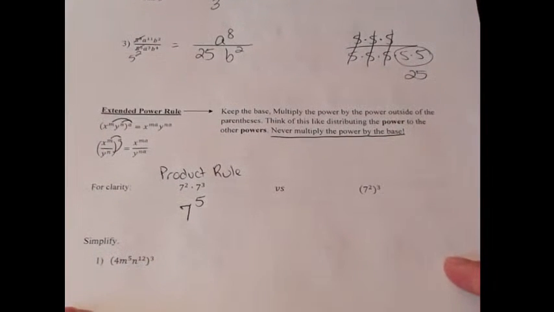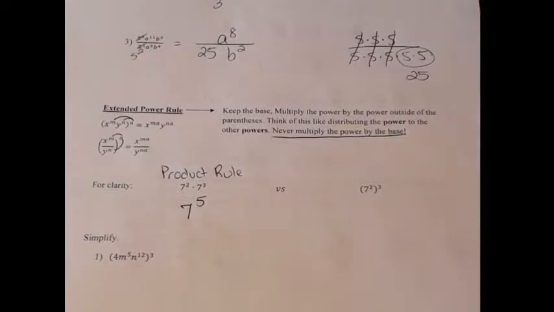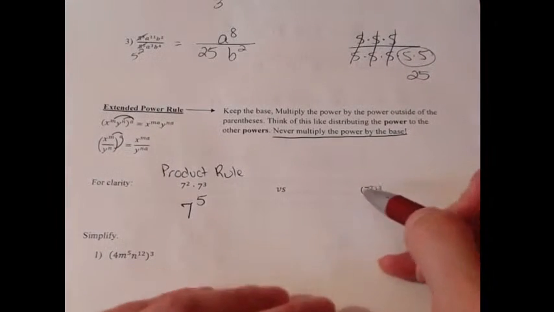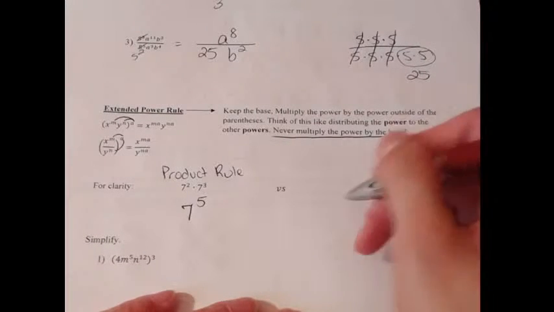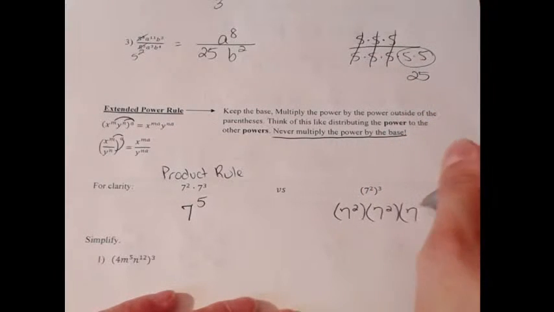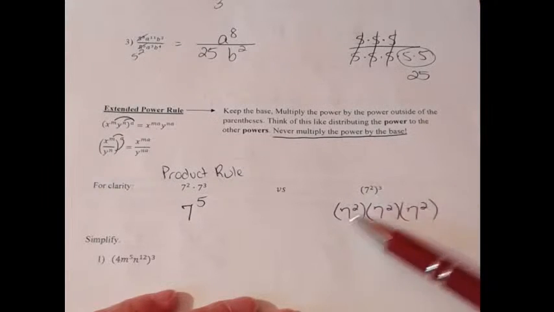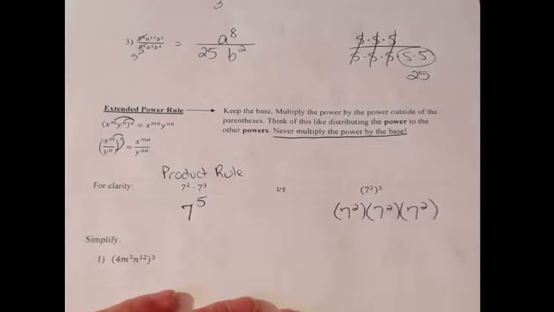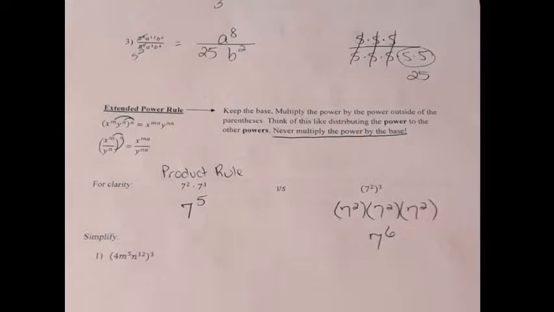For our next example, we have 7 to the 2nd power raised to the 3rd. Now, check this out. Because we have 7 squared raised to the 3rd, that's the same as saying, well, take this 7 squared and multiply it by itself 3 times. Doesn't that say that? You have 3 of these, and you're going to combine those. 7 squared times 7 squared times 7 squared is 7 to the 6th power. Keep the base, add the powers.